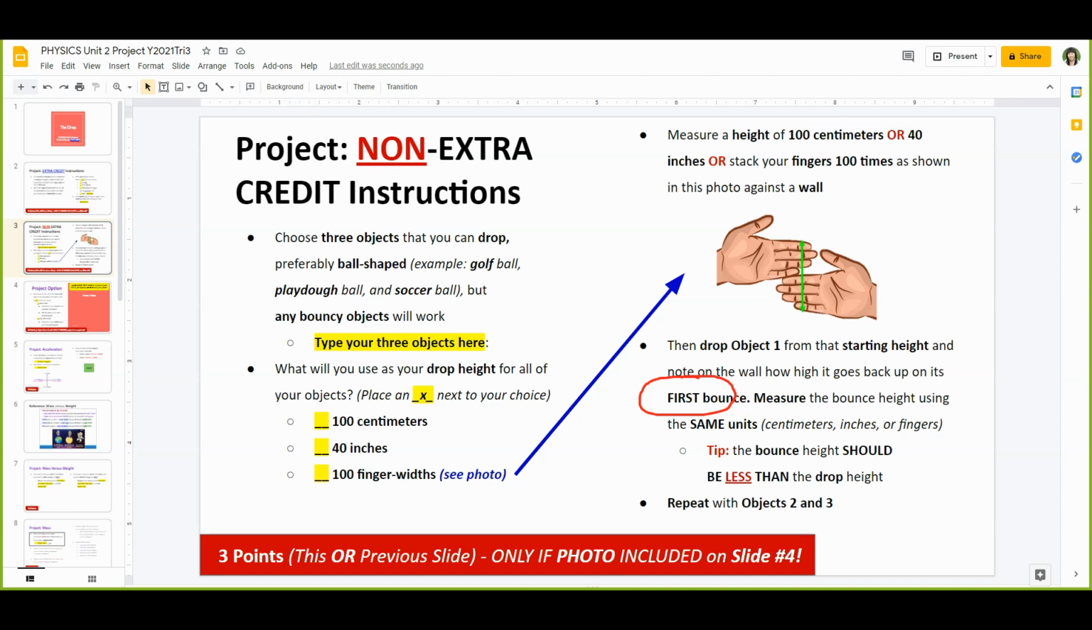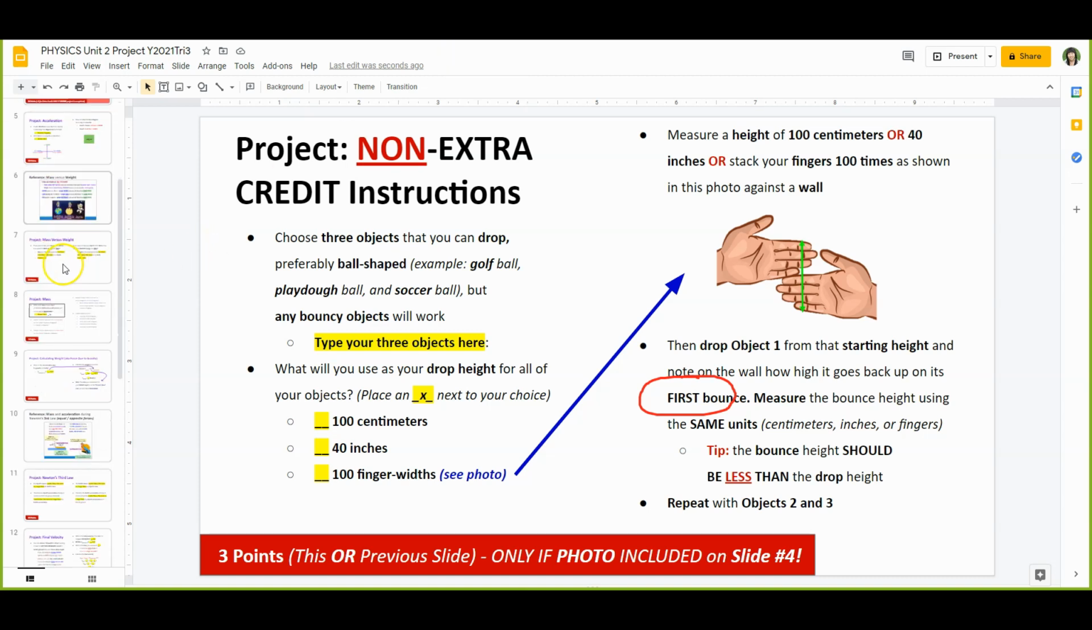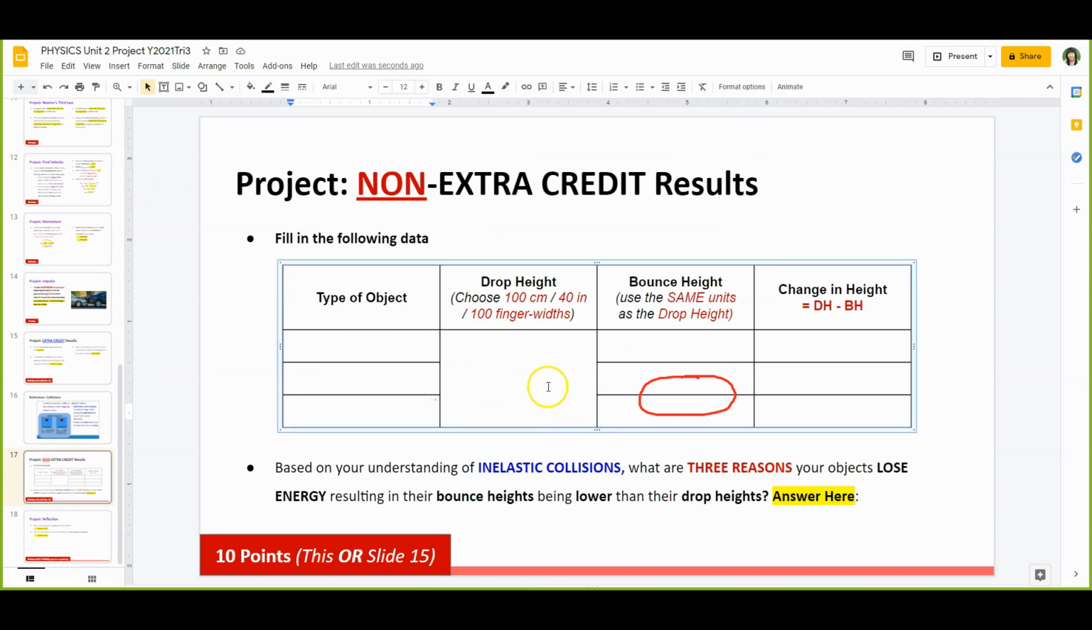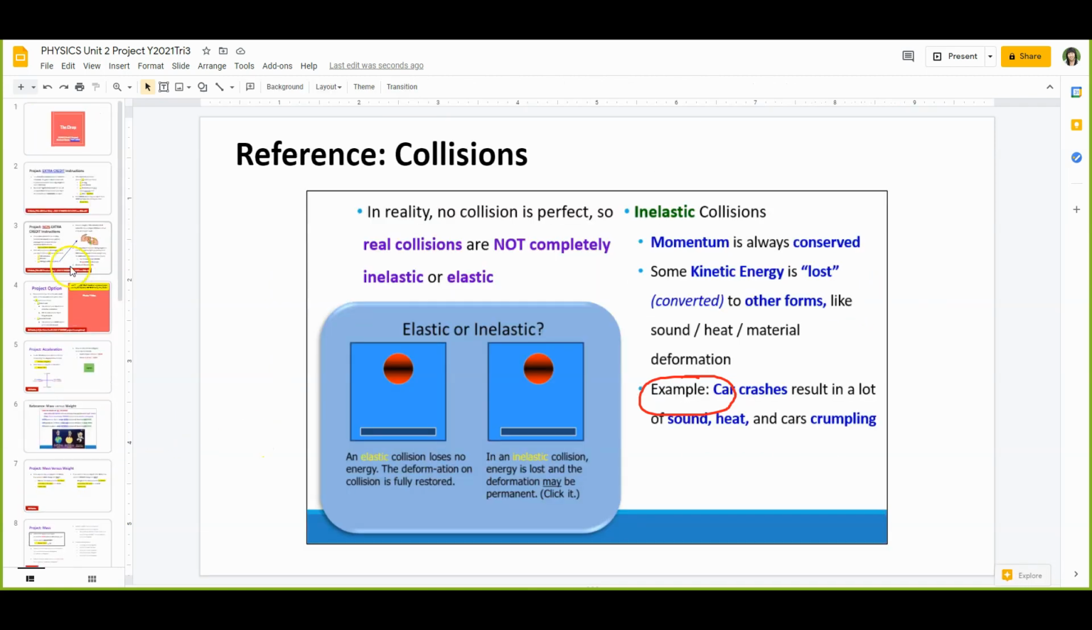Then you're going to repeat that with objects 2 and 3, and that data will eventually go into your results on slide 17. You'll tell me what your type of object is and where you dropped it from: 100 centimeters, 40 inches, or 100 finger widths. Every single object needs to be dropped from the same height. And then what was the bounce height, using the exact same unit? Eventually we'll go over how you calculate the change in height and how this is related to inelastic collisions.